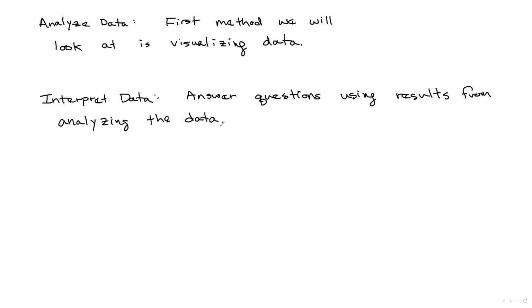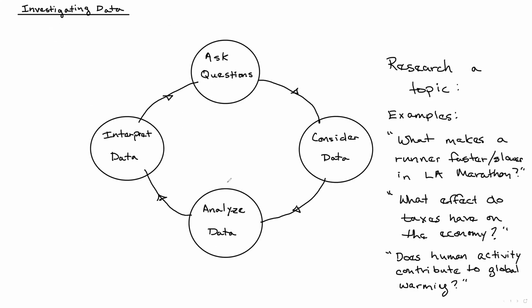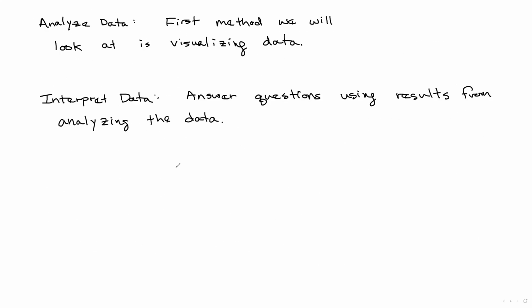Now, I want to be clear here. The goal is to answer the questions that we posed in the first step of the process. The goal is to resolve the research topic, but it is certainly permissible, after you do one cycle, that you may not feel that you've thoroughly researched the topic. Then after interpreting the data, you ask more questions, consider more data, analyze that data, and keep going through this cycle until you have completed your research. So once you interpret data, you answer the questions using the results from analyzing the data, then potentially propose more questions.